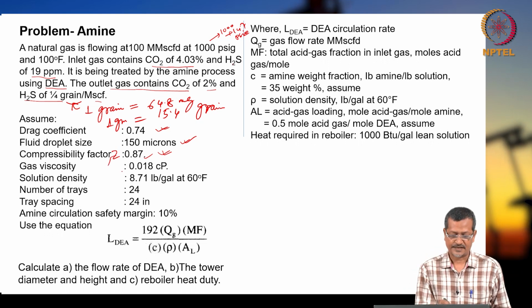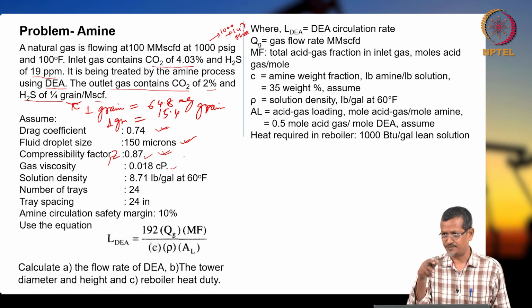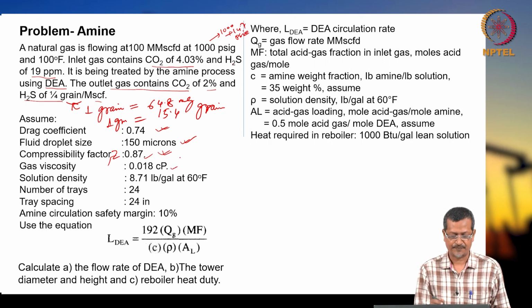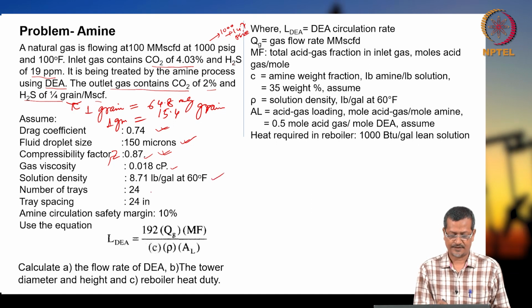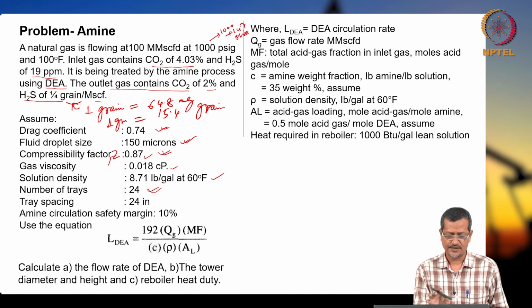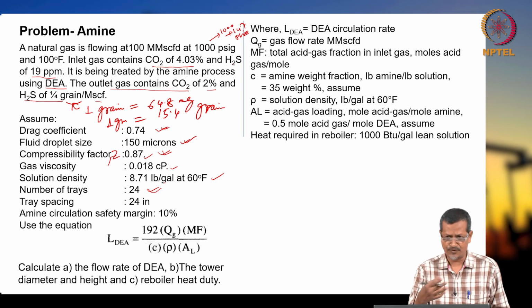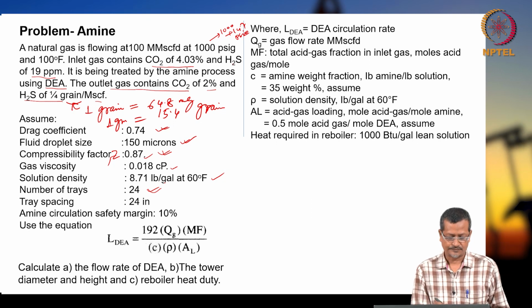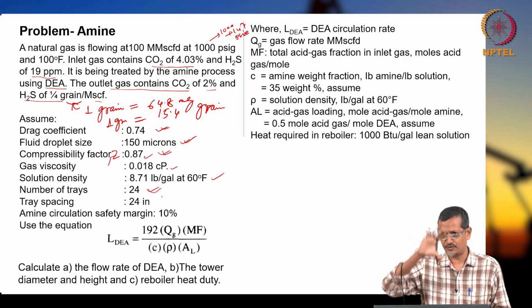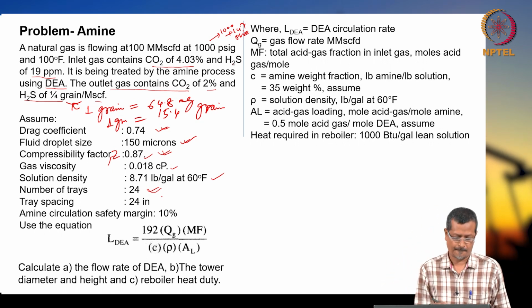Okay. Gas viscosity you can also get from the chart, 0.018, but I have given it to simplify things. Solution density I have given, and number of trays 24. Normally 20 or 24 trays are used, so I have said use 24 so that everyone gets a unique answer. Tray spacing 24 inch. So between one tray and the next, the space will be 24 inch, so 2 feet.